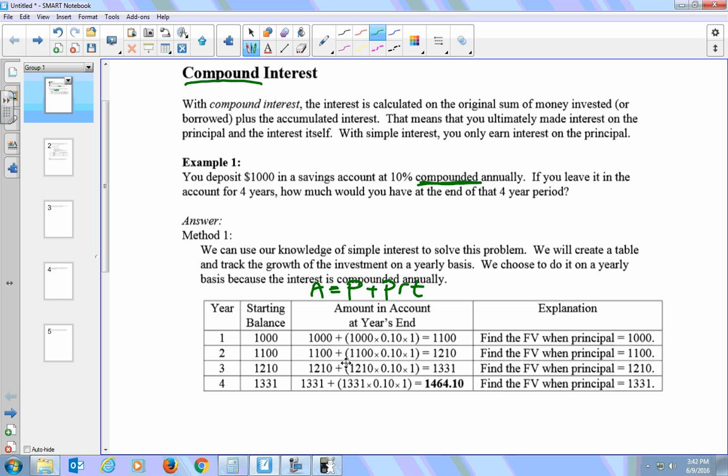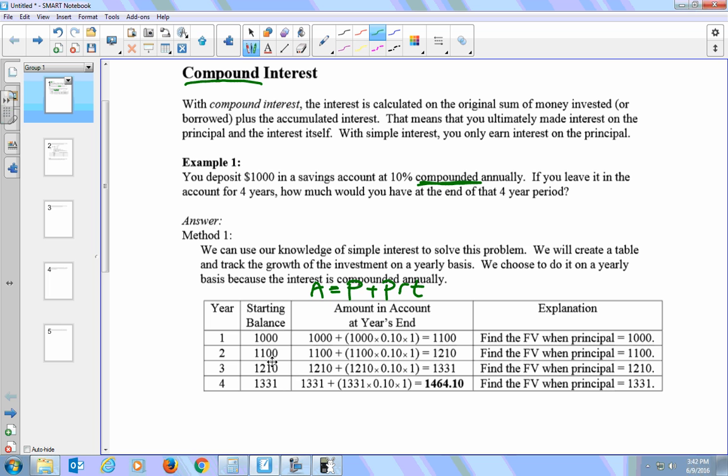That $1,100 becomes the amount that we start with in year 2. At the beginning of year 2, we're going to earn money on $1,100 instead of just $1,000. So we take our new principal, 1,100, and calculate our interest: 1,100 times 10% times that 1 year, and we end up at 1,210.